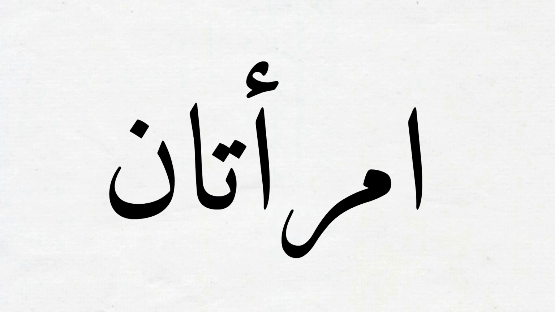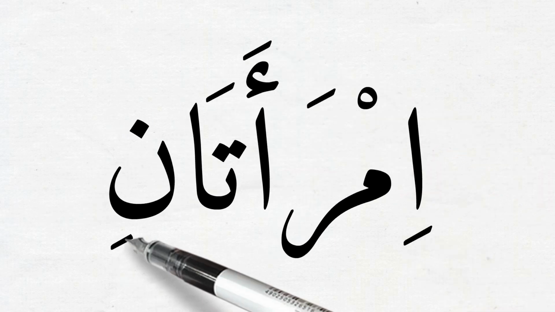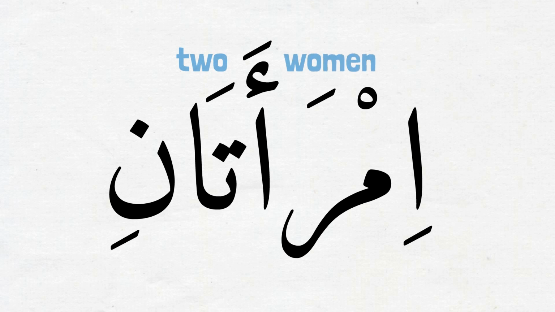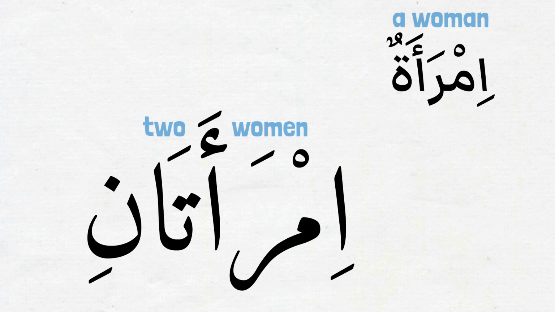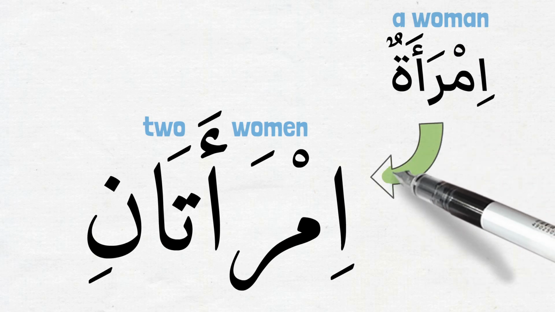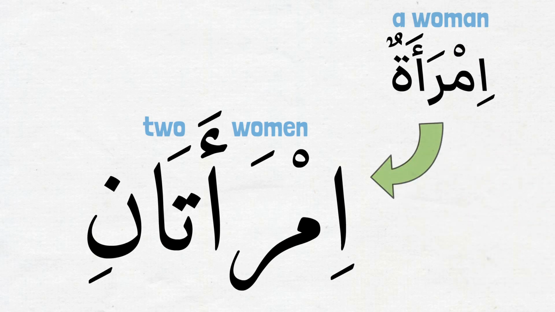And the final word is امرأتان, 2 women. It is the muthanna of امرأة, a woman. امرأة became امرأتان. If you remember, the plural form of امرأة comes from a different root. Do you remember what it is?